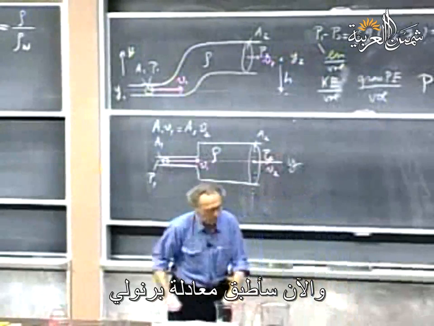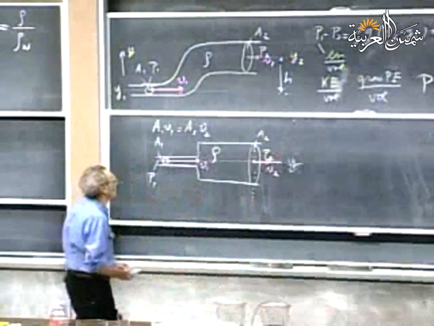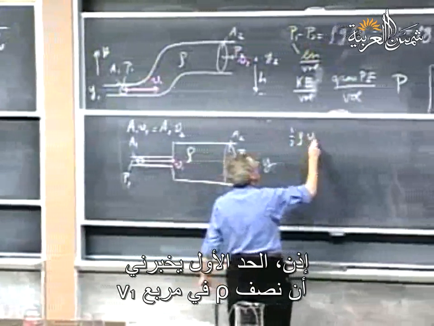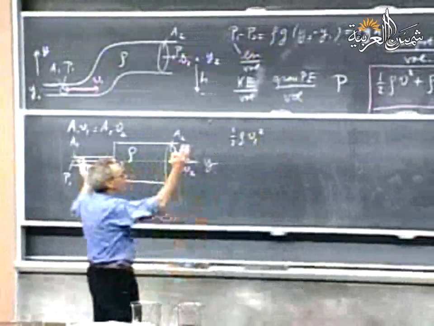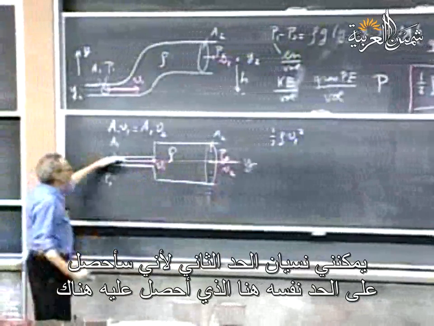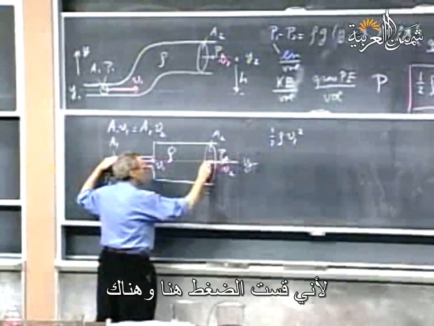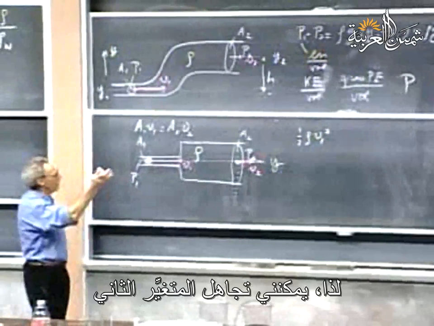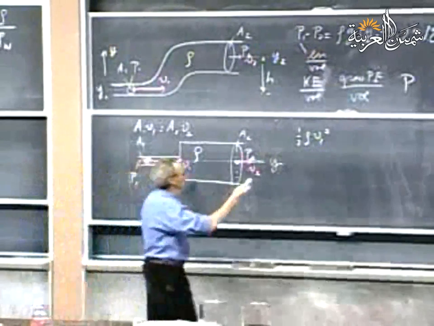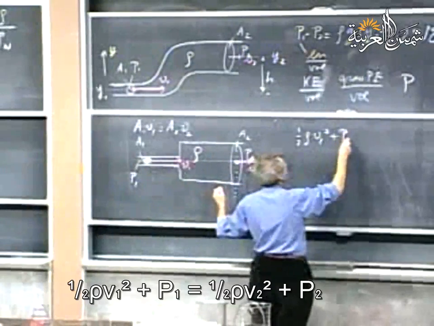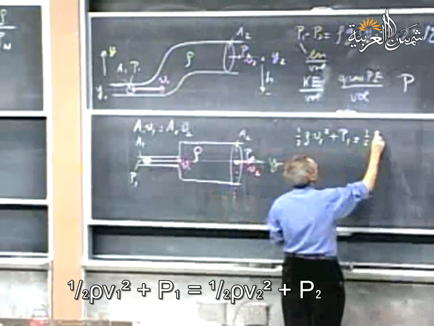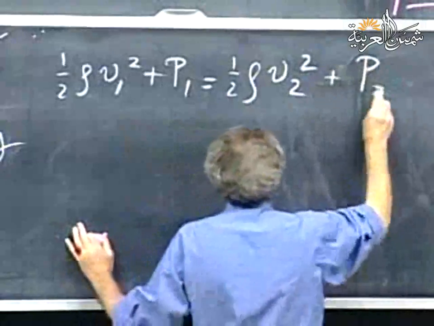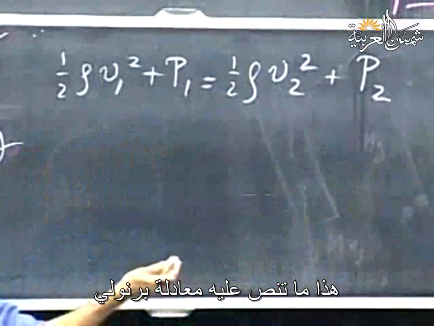Now, I'm going to apply Bernoulli's equation. So the first term tells me that 1/2 rho V1 squared, I can forget the second term because I get the same term here as I get there, because I measure the pressure here and I measure the pressure there. They have the same level of y. So I can ignore the second term. Plus P1 must be 1/2 rho V2 squared plus P2. That's what Bernoulli's equation tells me.